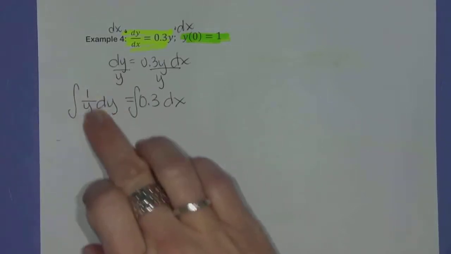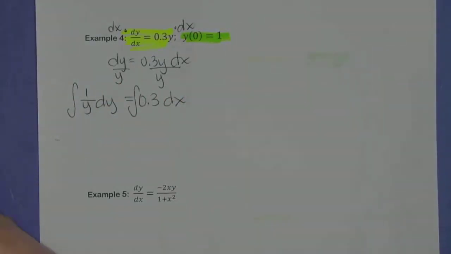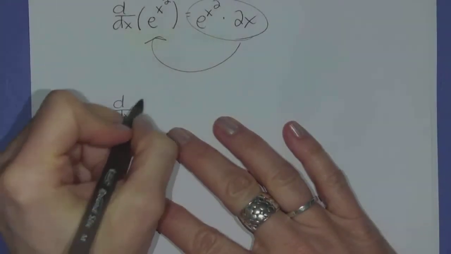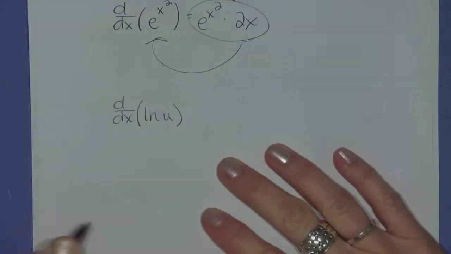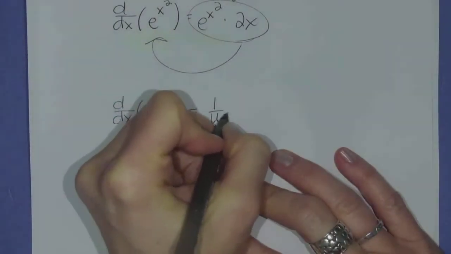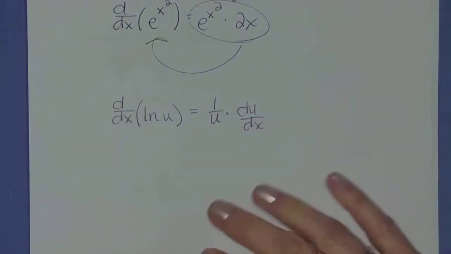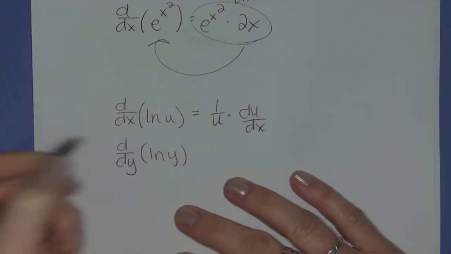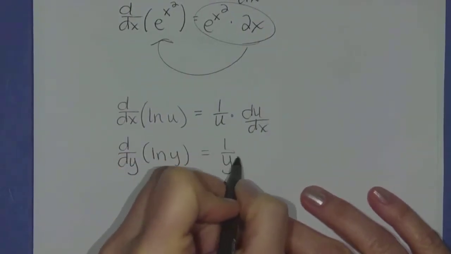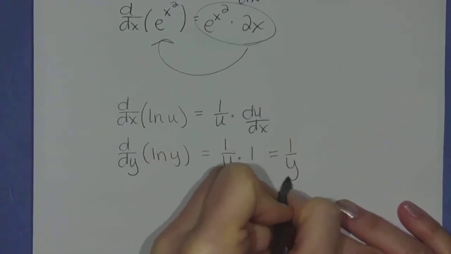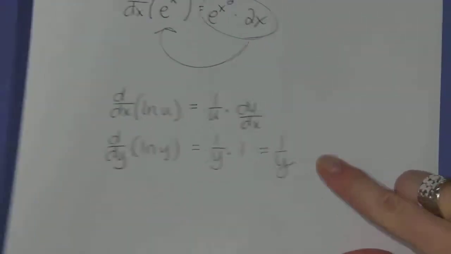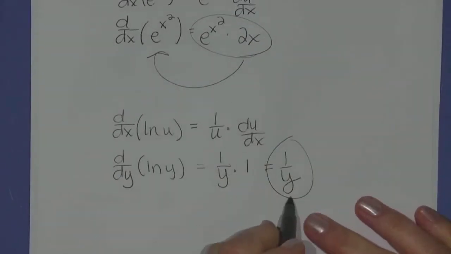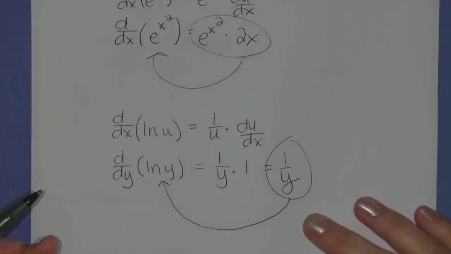Okay, another blast from the past right here. I want you to think about this derivative. Remember the derivative with respect to x of the natural log of u? The answer to that was 1 over u times du dx. So the derivative with respect to y of the natural log of y would just be 1 over y times 1, which is 1 over y. Well, 1 over y is what I have right here. So to go backwards, I know the antiderivative of 1 over y is the ln of y.